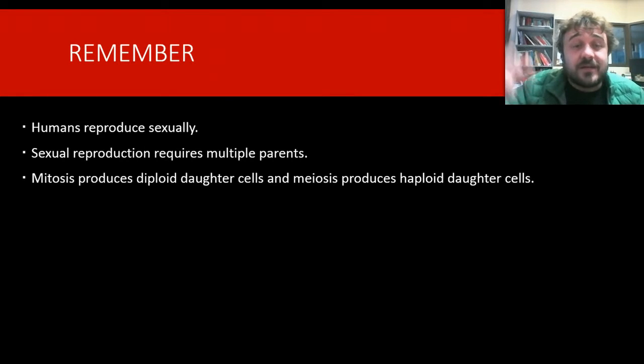So basically, humans reproduce sexually. Remember that sexual reproduction requires two parents, and can require more than two in some species. Mitosis produces diploid daughter cells, and meiosis produces haploid daughter cells. So that's one end. And remember, meiosis is what produces our sex cells, such as sperm and eggs.